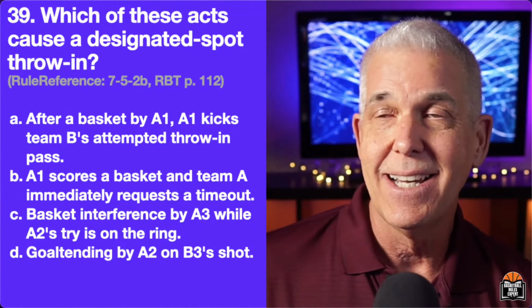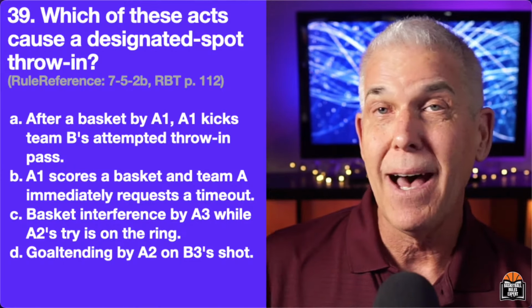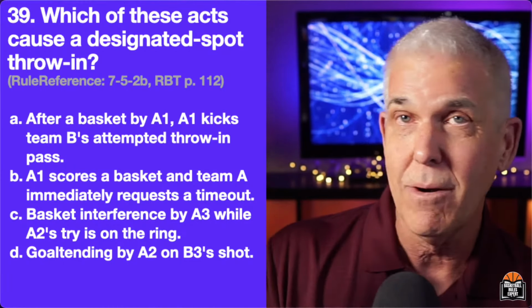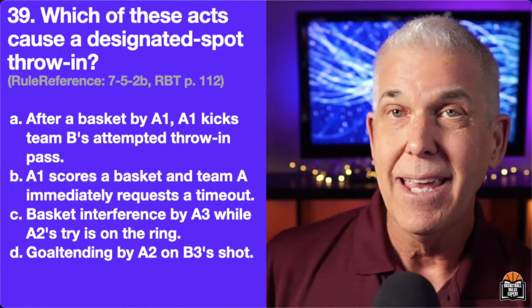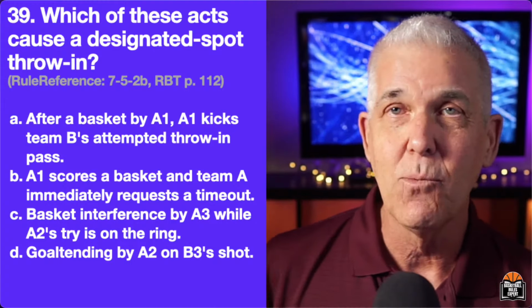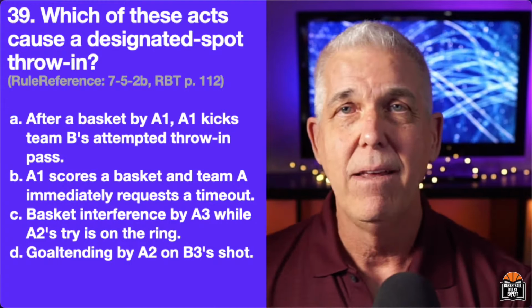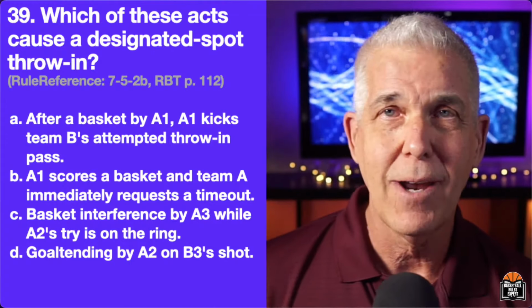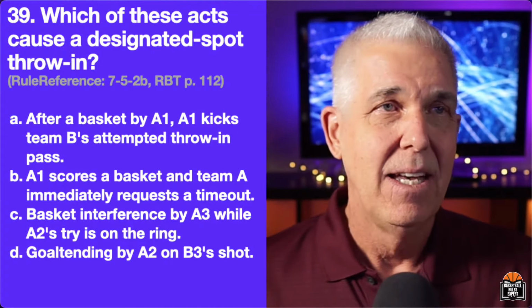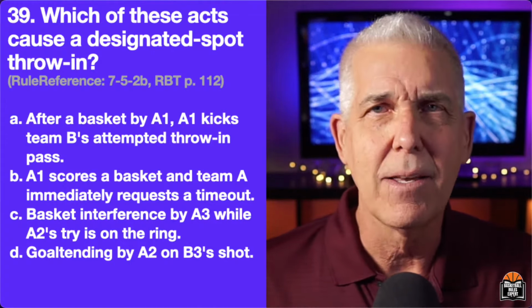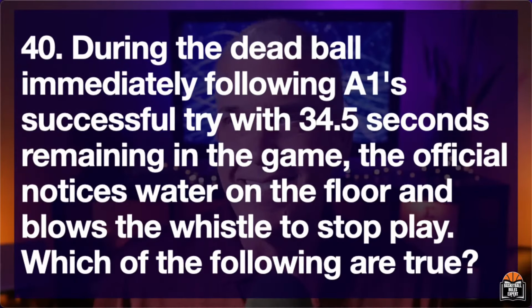So let's look at C, basket interference by a teammate of the thrower that released the try is a violation, and that would result in a designated spot throw-in for the opponent. Our correct answer there is C. A lot of words, but I think that was valuable. That's a good little refresher. And maybe it's a presage of an upcoming question.